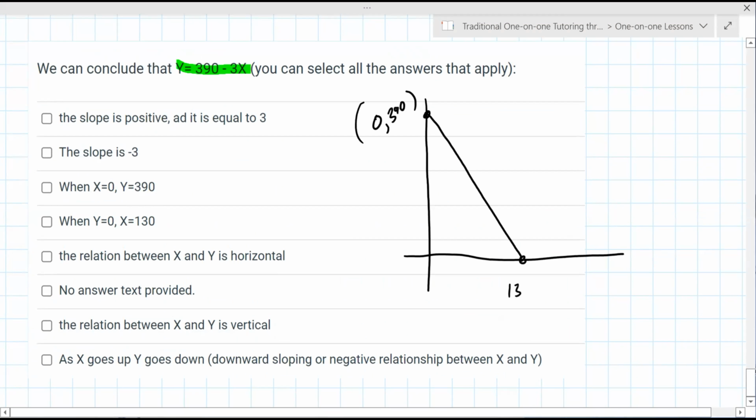and then 130 comma 0 here. So it's some sort of downward sloping thing. Okay. Is the slope positive or negative? Negative. It's negative. So the slope is positive. No, that's wrong. The slope is -3. The slope is the number in front of x. That's true.